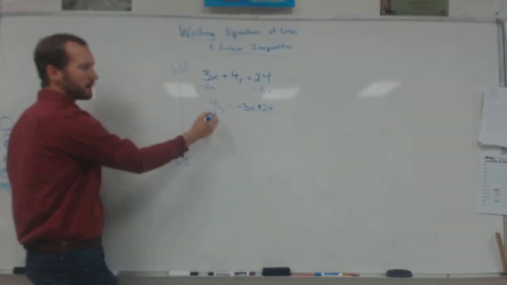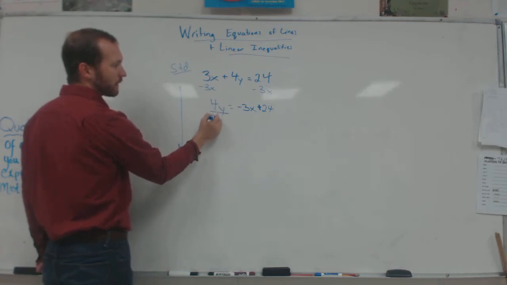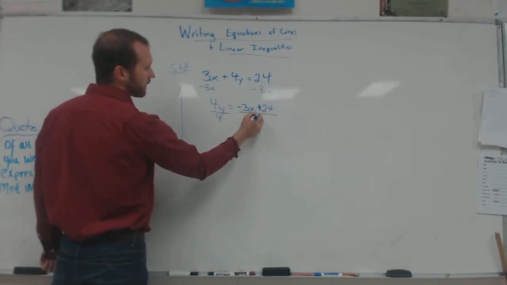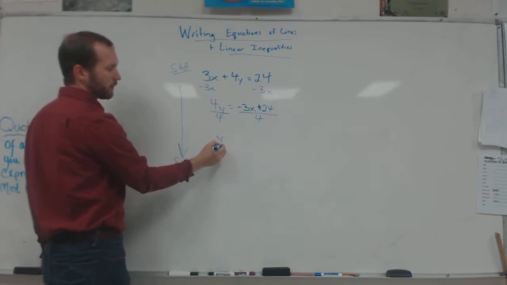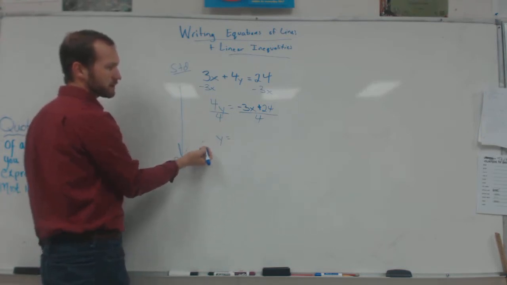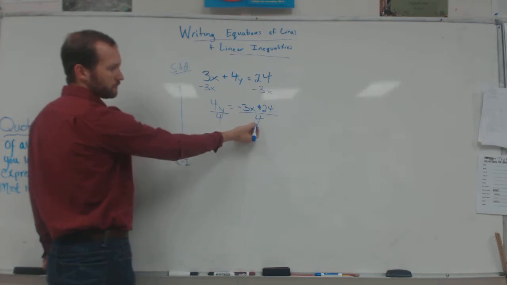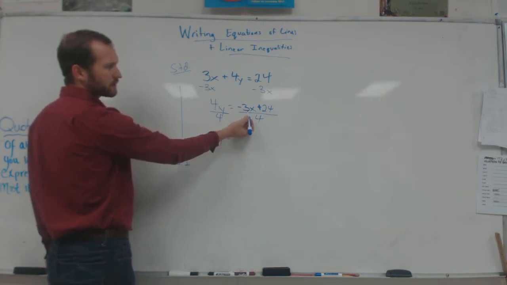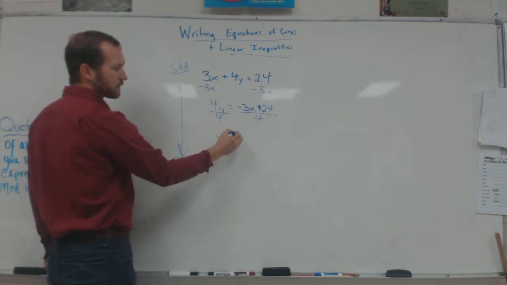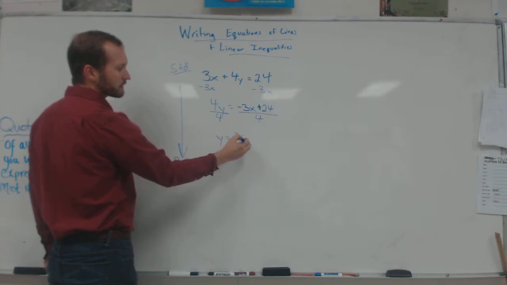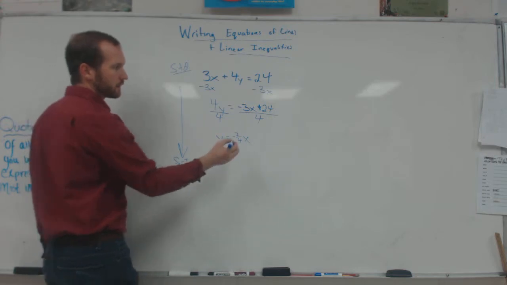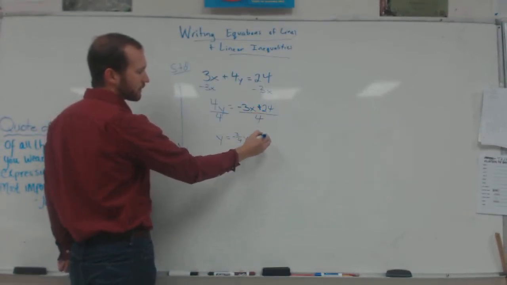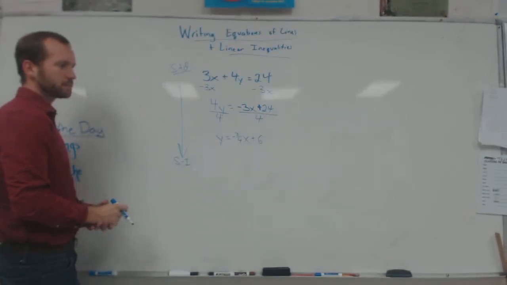The other thing that's wrong is I have a number in front of y. Y has a coefficient. I'm going to divide both sides by that coefficient. We have now y equals, so this is going to be slope-intercept form. My fraction has to distribute to both terms. So negative 3x divided by 4 is negative 3/4 x, and 24 divided by 4 is positive 6.